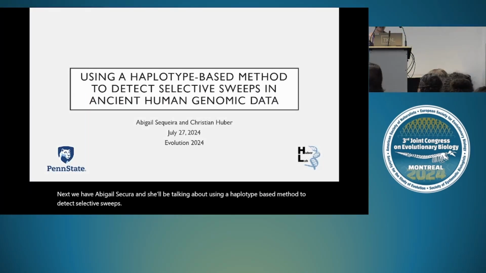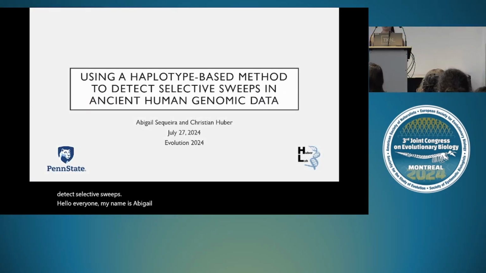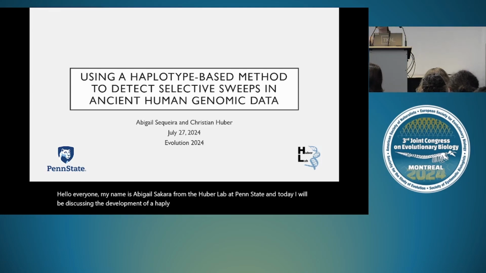Hello, everyone. My name is Abigail Sequeira from the Huber Lab at Penn State, and today I will be discussing the development of a haplotype-based method to detect selective sweeps in ancient human genomic data.